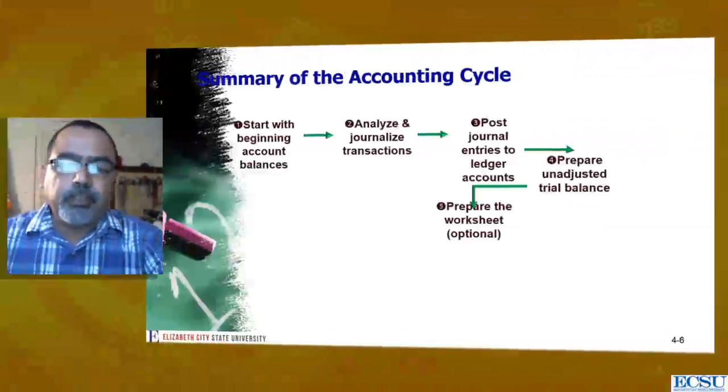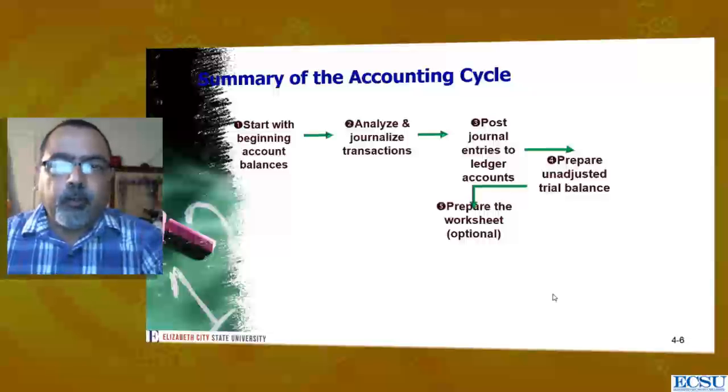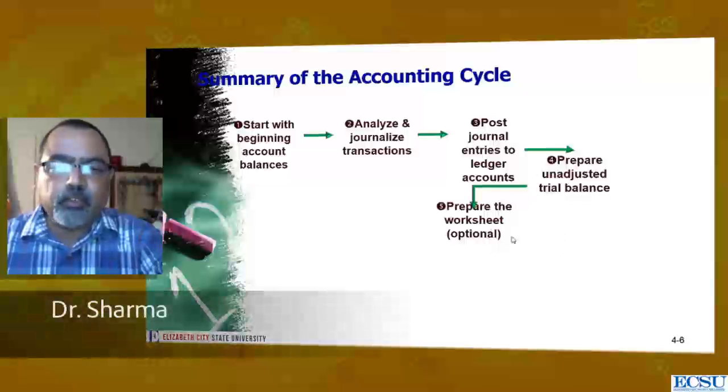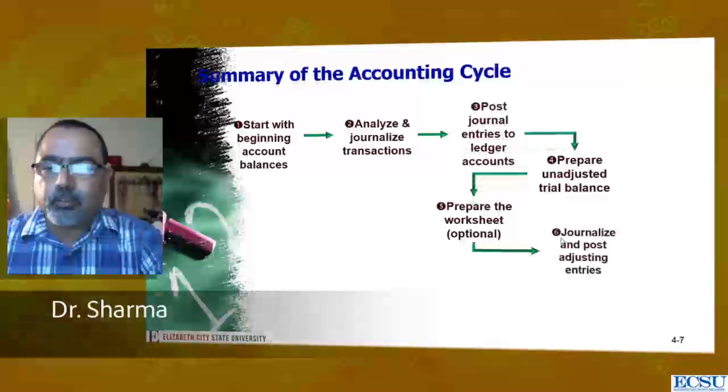Welcome back to the presentation for chapter number 4. This is the fourth part of the presentation that we are doing. As you can see, we have already completed some of these steps. We have analyzed and journalized the transaction in a general journal, posted those general journal entries into the ledger accounts, prepared an unadjusted trial balance, and then, of course, we have also started the worksheet, populated the unadjusted trial balance. Now, the next step is to journalize and post the adjusting entries.